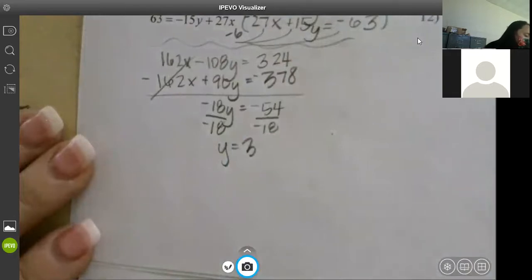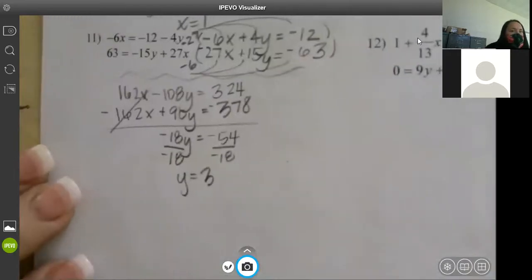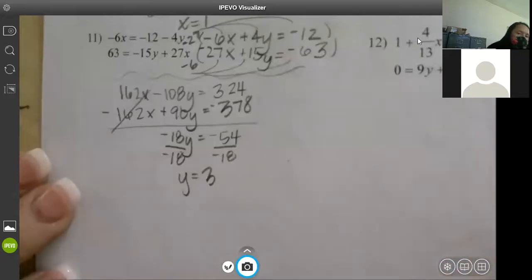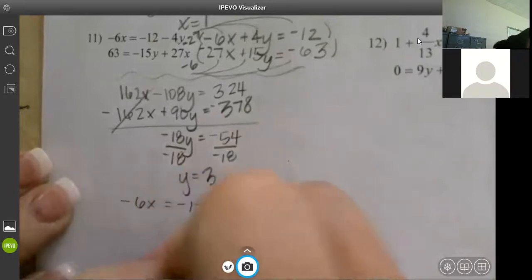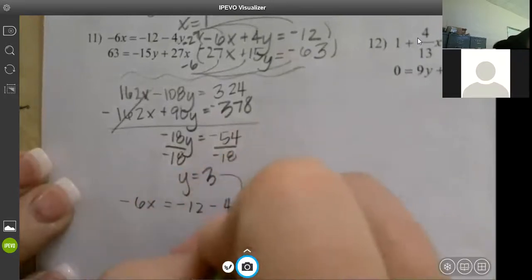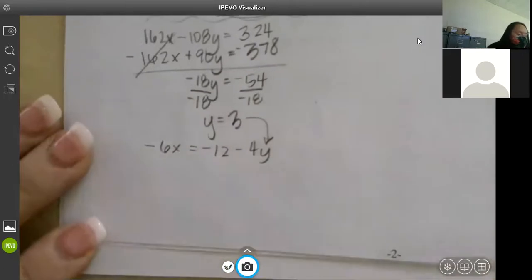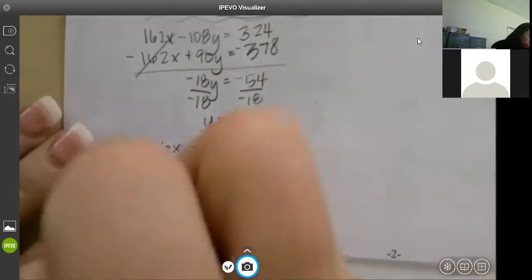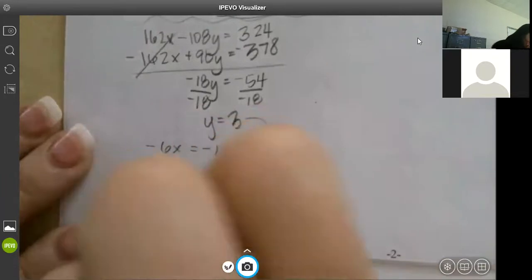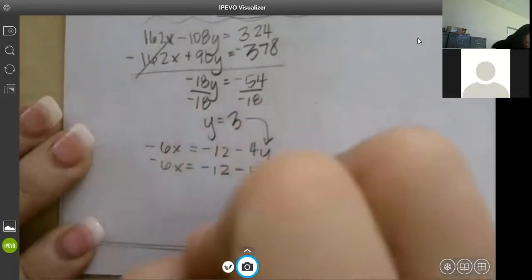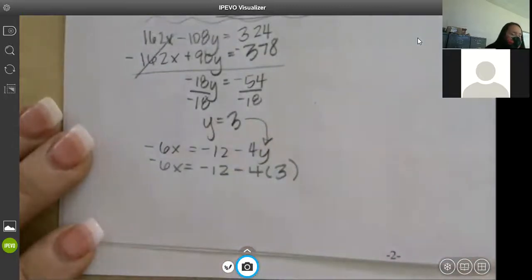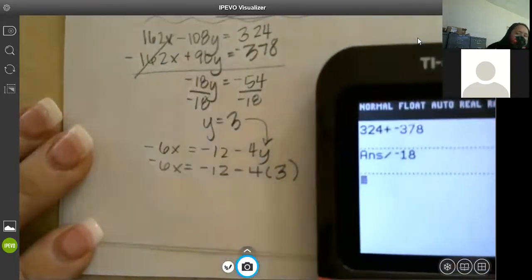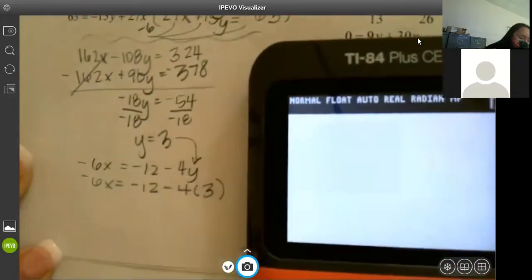Pick either equation. I think the top one looks like less numbers or littler numbers anyway. So I have -6x equals -12 minus 4y. And you're going to plug that 3 in for that y. So -6x equals -12 minus 4 times 3. Put that all in your calculator.